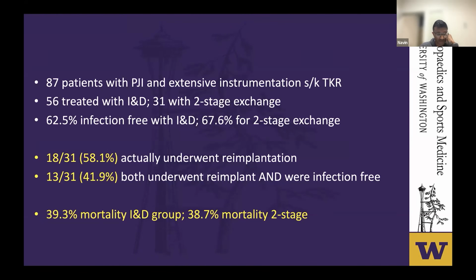So interestingly, and also concurrently, only 58% of patients actually underwent reimplantation. So taking that into account, only roughly 40% of patients successfully underwent both a reimplantation and were infection-free. Equally concerning, the mortality for both groups was approximately 40% at latest follow-up, which is also consistent with similar studies in the literature.